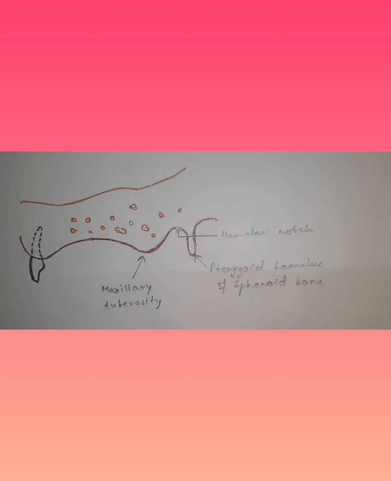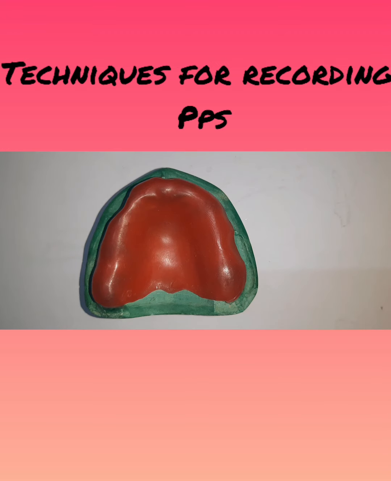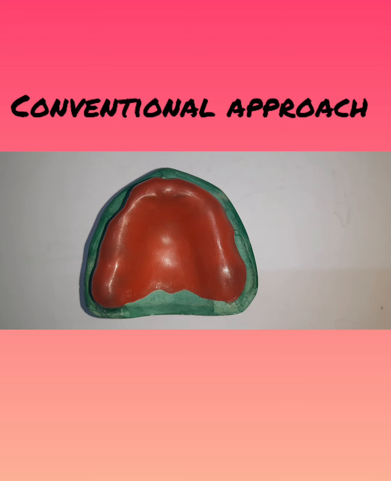Next, let us talk about the techniques for recording the posterior palatal seal. There are three methods of recording the posterior palatal seal. One is the conventional approach, the second is the fluid wax technique, and the third is arbitrary scraping of the master cast. The conventional approach I have already explained to you. If you want to see this clinically, you can go through the video which I have recorded on Vextrine. I'll be putting the link in the description.